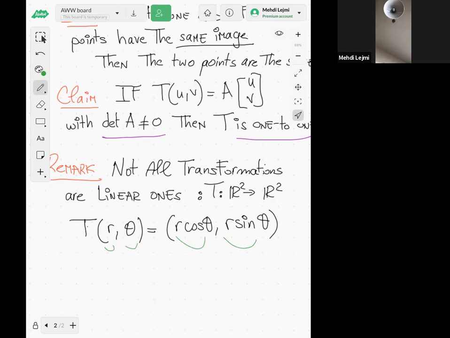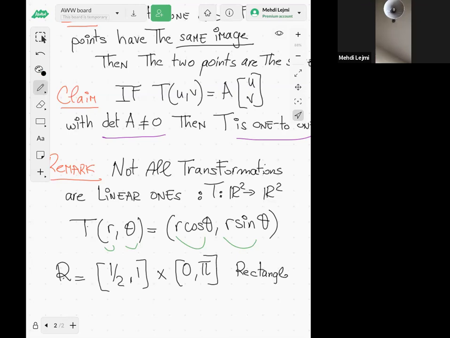Now, I'm going to take a rectangle and see what happens to it under this transformation T. I'm going to take R to be equal to [1/2, 1] cross [0, pi]. So R here is a rectangle.